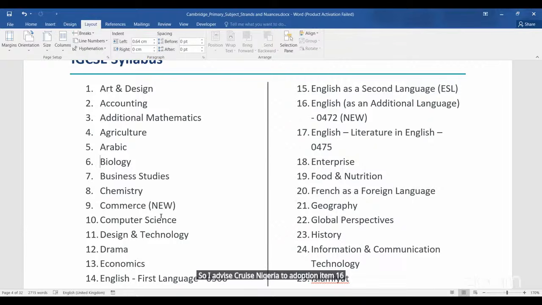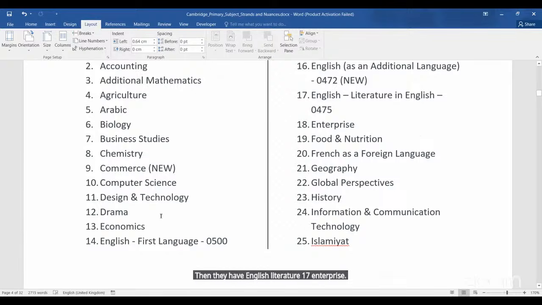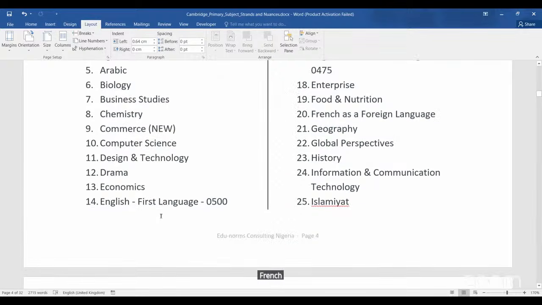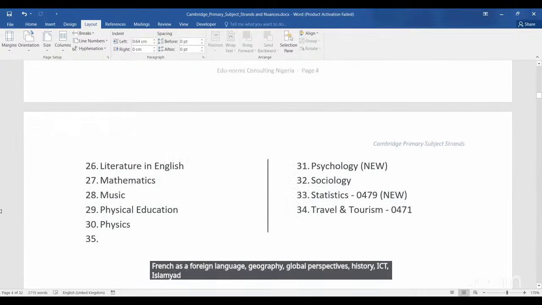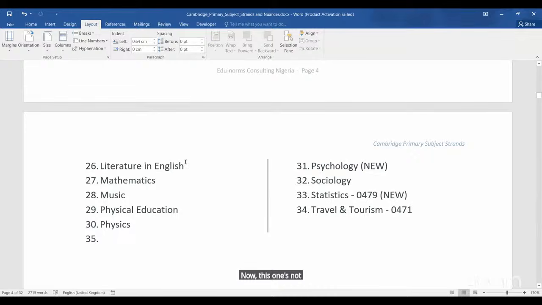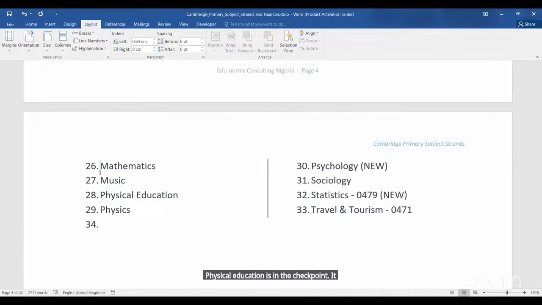Then they have English literature, 17, enterprise, food and nutrition, French as a foreign language, geography, global perspectives, history, ICT, Islamiyat. Now this one is not put there. Then we have math, music, physical education. It is in the checkpoint, it's also in the IGCSE. Physics, psychology was introduced last year. Sociology has been for about 4 years now. They also have statistics, also very new, and then travel and tourism.